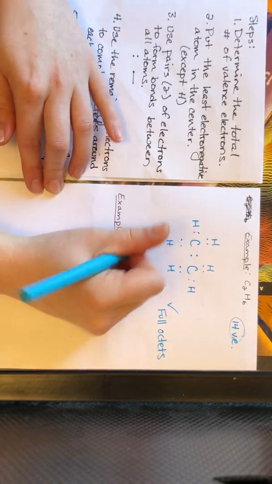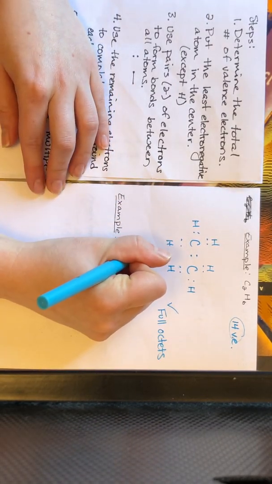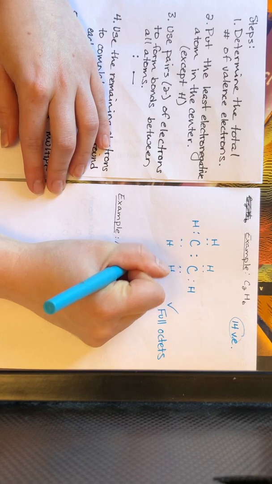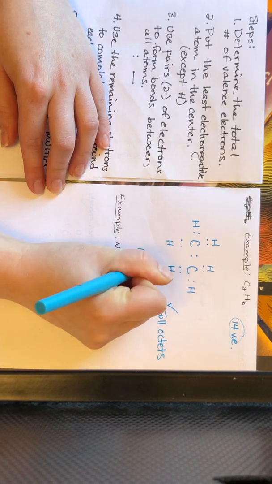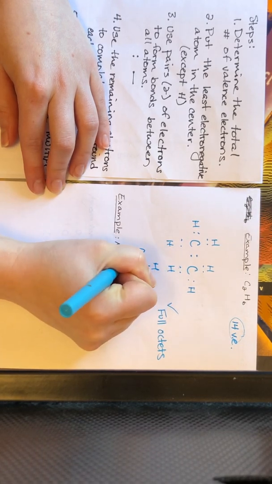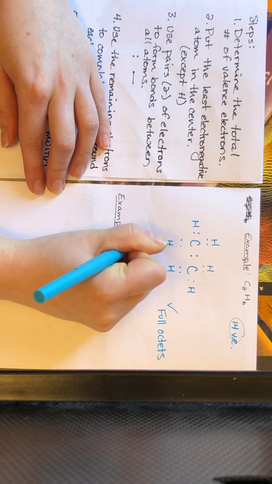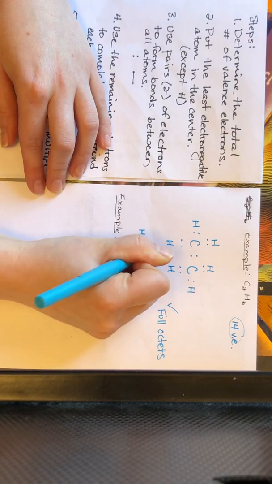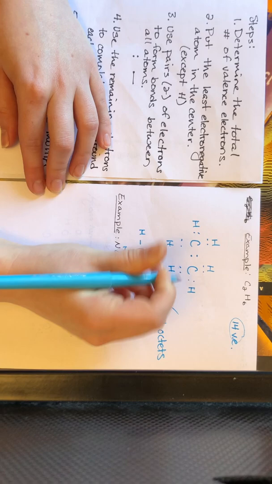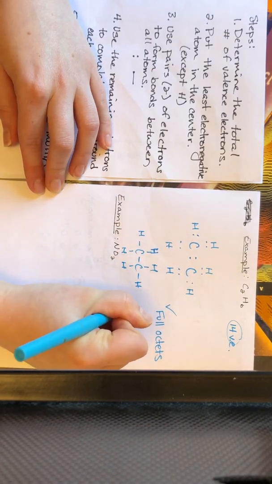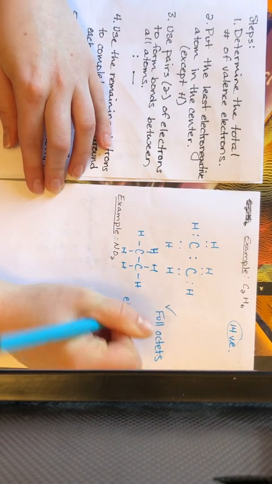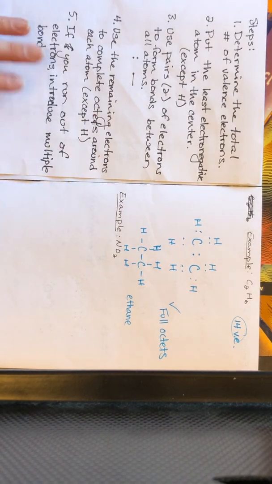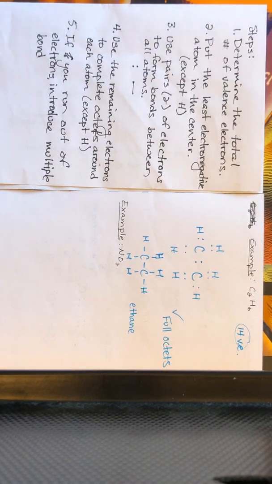And so this one has full octets. And this molecule, which is ethane, looks like this. And that word I said to name the molecule was ethane. But that's nothing you'll need to know. That's organic chemistry stuff, so that's beyond this class. I'm giving you extra knowledge because I think it's cool. That molecule is called ethane.